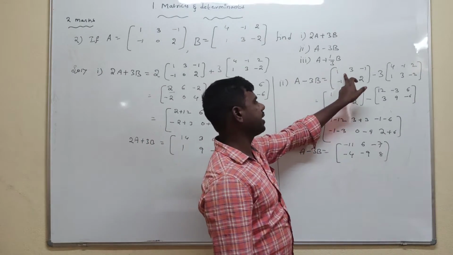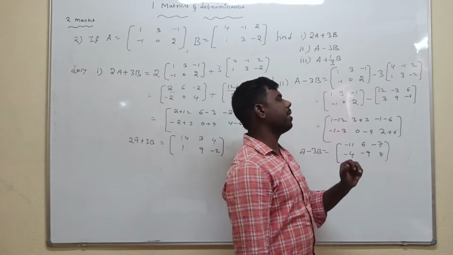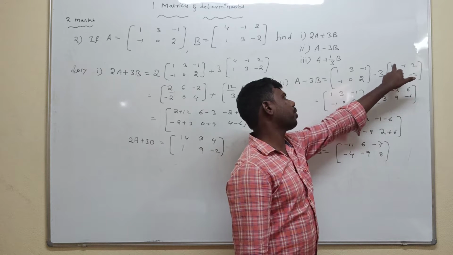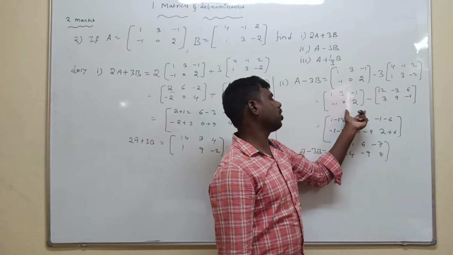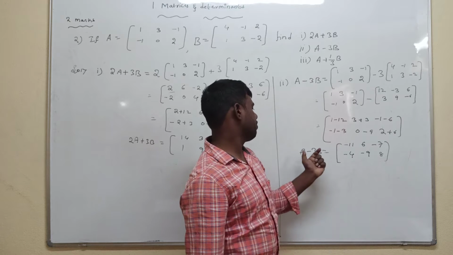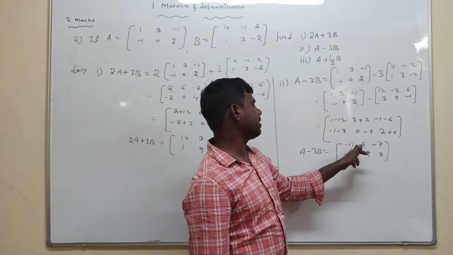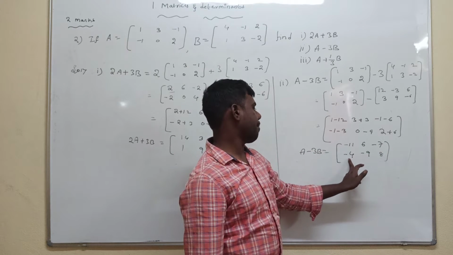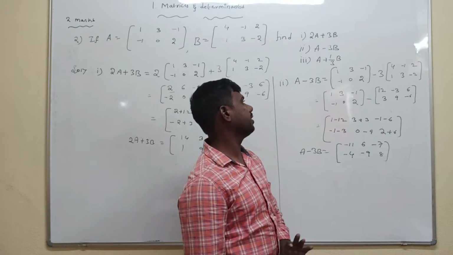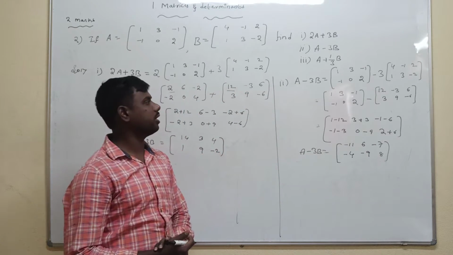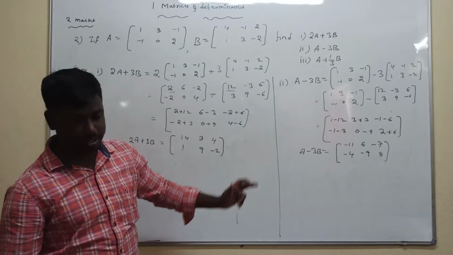Second one they are asking A minus 3B. So substitute A matrix minus 3 into substitute B matrix. B matrix each element is multiplied with 3. After that subtracting the corresponding elements, finally we get the answer: minus 7, 6, minus 7, minus 4, minus 9, 8. This is the required solution. That is the first one's answer, that is the second one's answer.